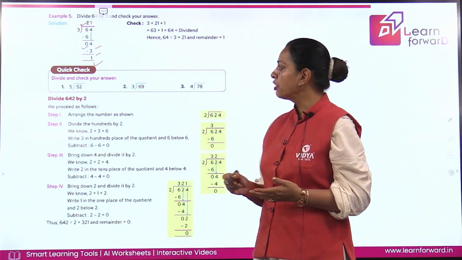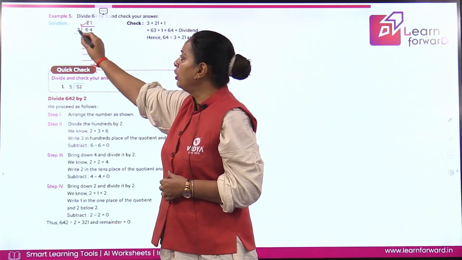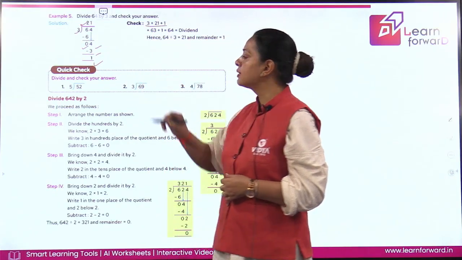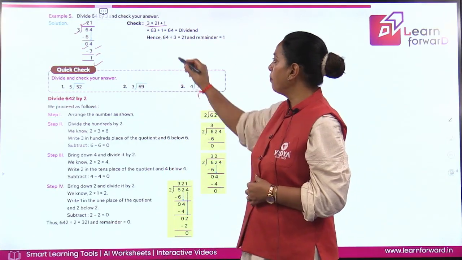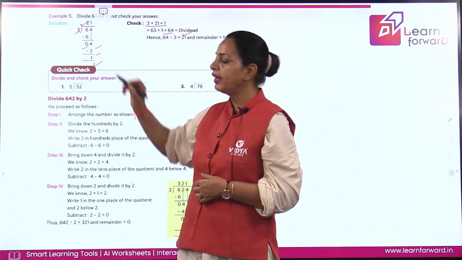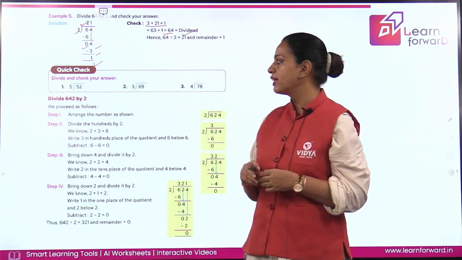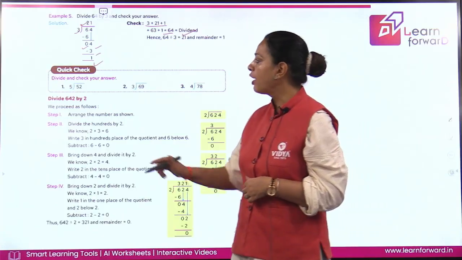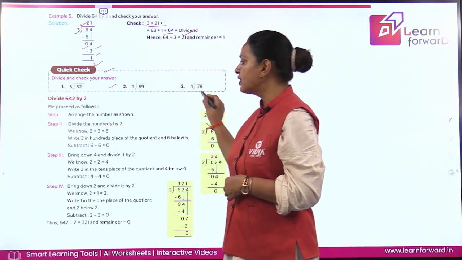So we can check like this. 3 into 21 plus 1. 63 plus 1, that is 64. Dividend we are getting. It means our division is correct. Okay. Now quick check. You can try these sums on your own.